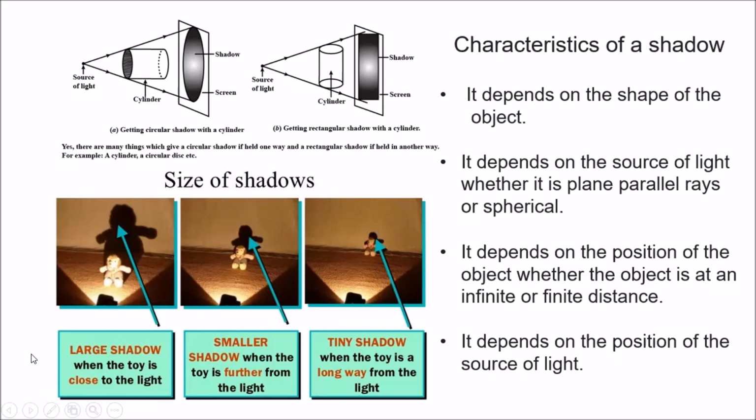So we can come to a conclusion that the size of the shadow decreases if the object is taken away from the source of light and increases if the object is taken towards the source of light, and the vice versa is also valid. If the source of light is brought near the object, then also the size of the shadow on the screen increases, and if it is taken away from the object, then the size of the shadow decreases. So these are some of the characteristics of shadow, and these were the basics of light.